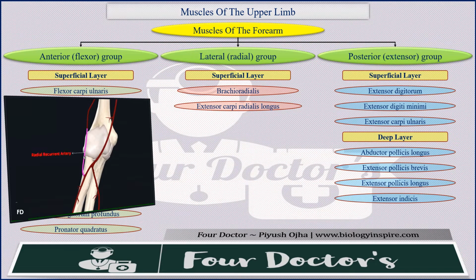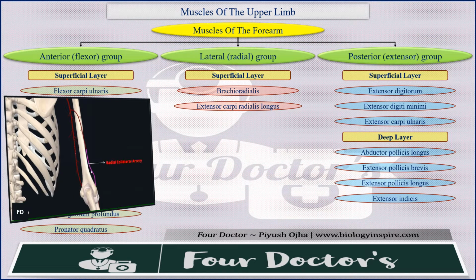So the radial recurrent artery is a branch of the radial artery, and the radial artery arises as a lateral division of the brachial artery. While the radial collateral artery, as you can see, is a branch of the profunda brachii artery. And then the profunda brachii artery arises from the brachial artery.